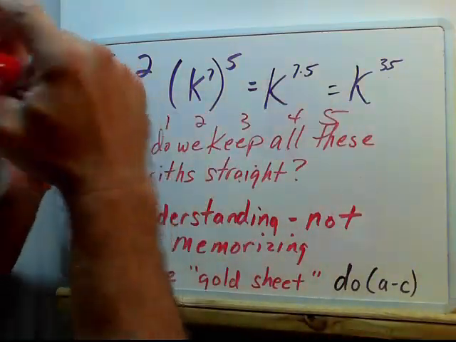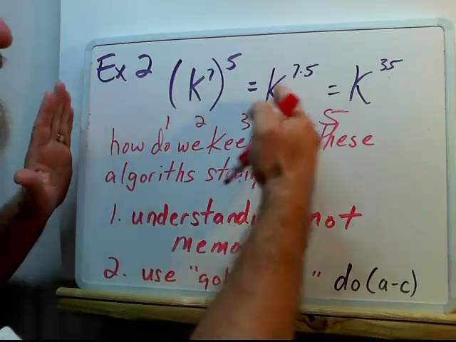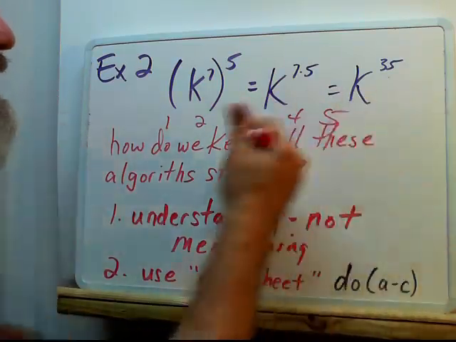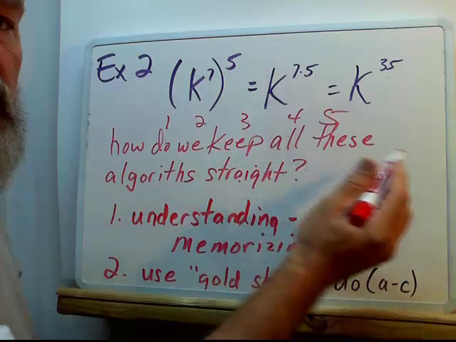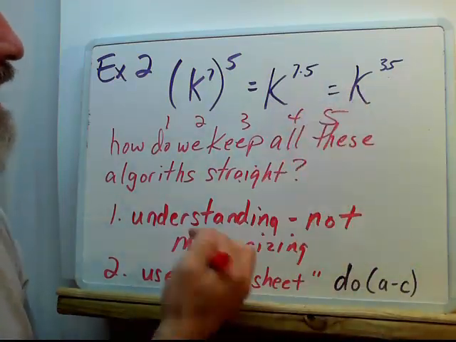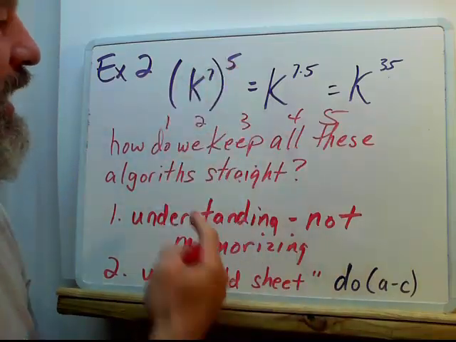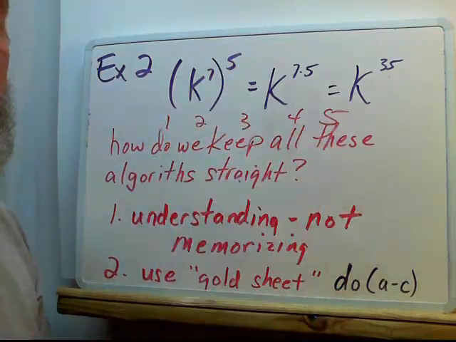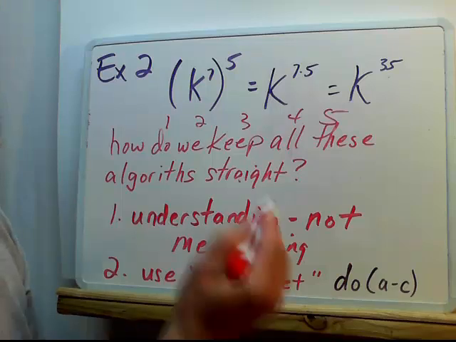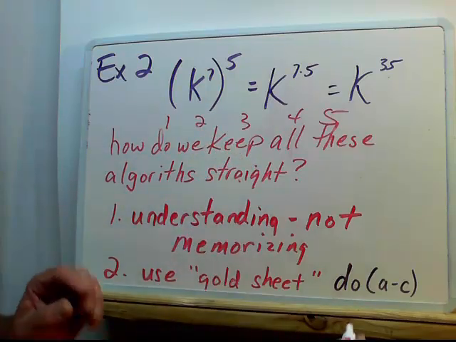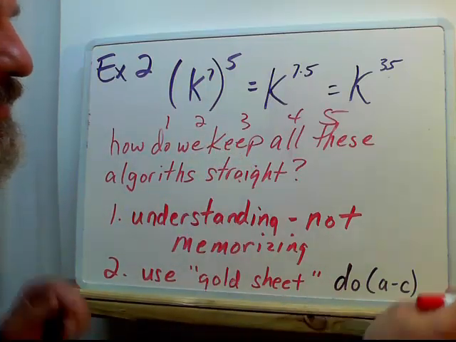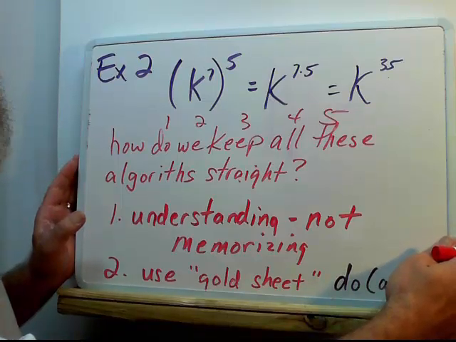And if you just seek to understand that concept and picture it in your mind's eye, you don't really even have to write out all the nitty-gritty details of it. It's obvious that I have 7, 7, 7, 7, 7. I have k to the 7 times 5, k to the 35th power. That's how I want you to learn these, okay? Seek to understand. Please press pause and do letters A through C.